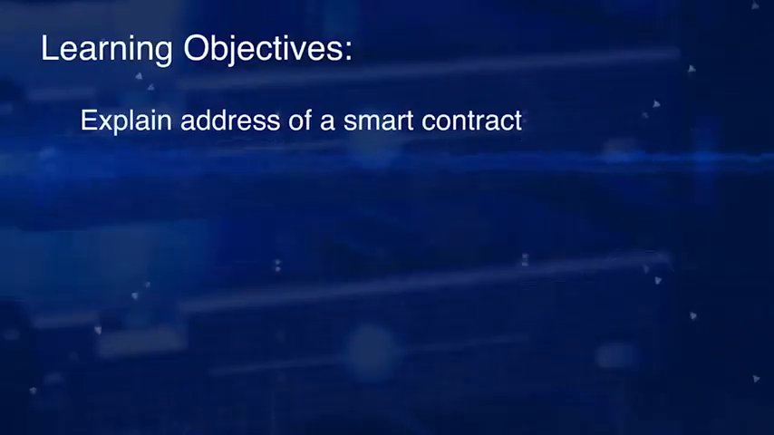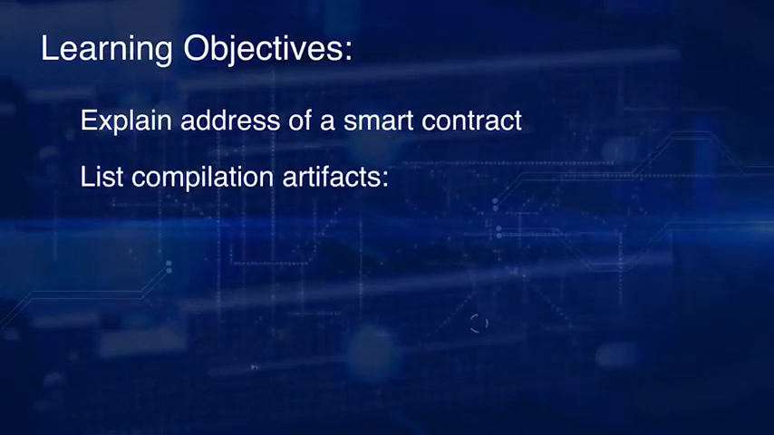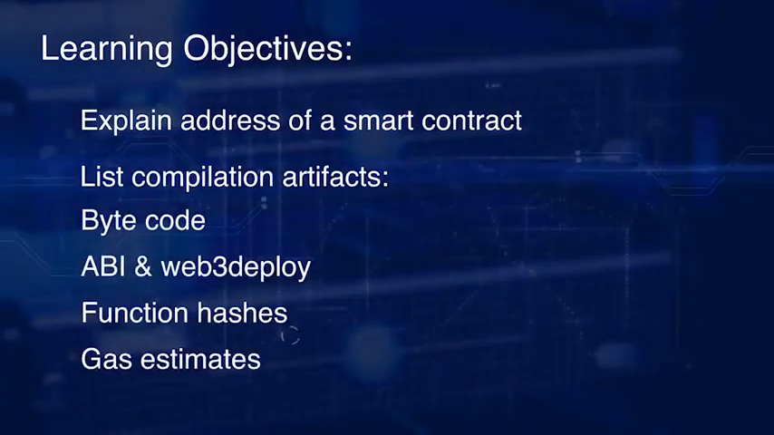On completion of this lesson, you will be able to explain the address of a smart contract, and list the compilation artifacts generated by the compiler: bytecode, ABI, Web3 deploy script, function hashes, and gas estimates.